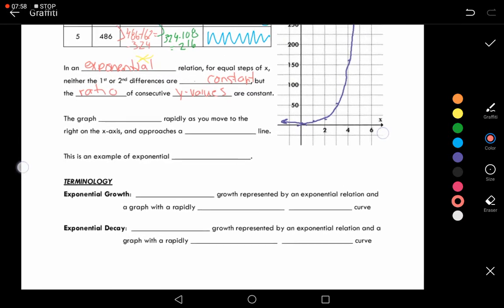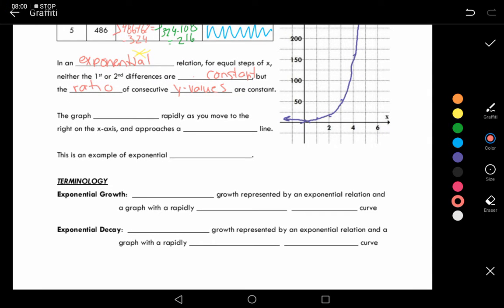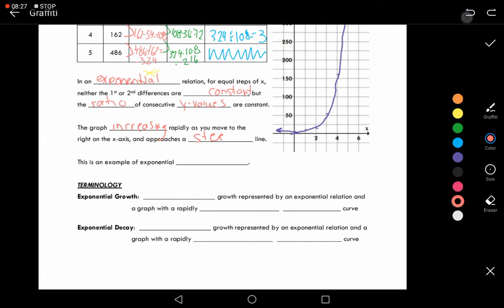Okay, so moving on here. In terms of the graph, this graph is increasing rapidly, right? It starts very low and it shoots up extremely high. That's as we move right on the x-axis, and it's going to approach a steep line. It's almost going to become a vertical line.